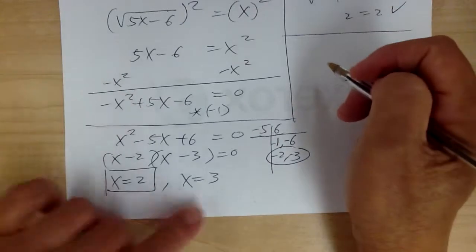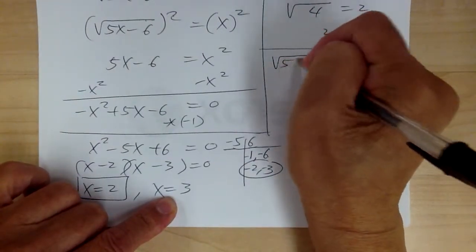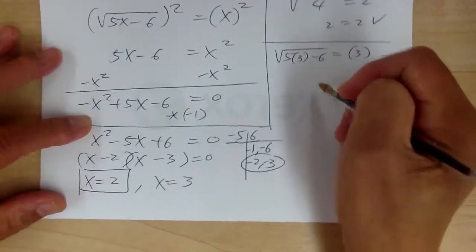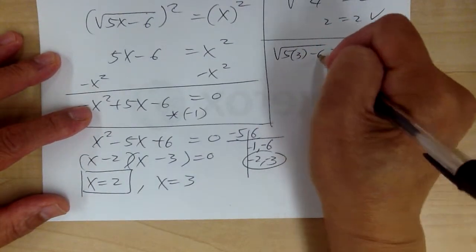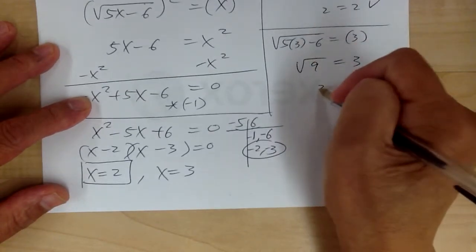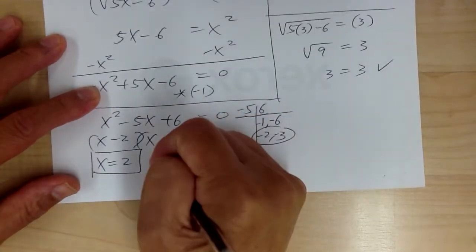Okay, now I'm going to check the 3. So square root of 5 times 3 minus 6 equal to 3. So 5 times 3 is 15 minus 6 is 9. And square root of 9 is 3, so 3 equal to 3, check. So both answers are good.